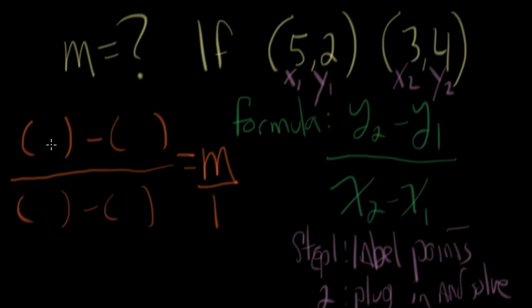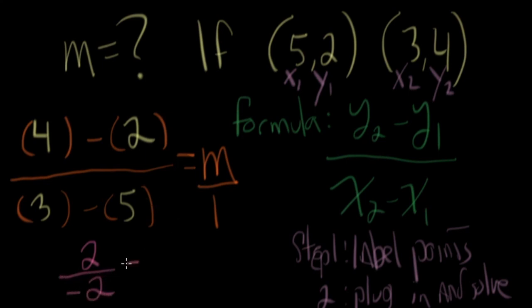So this is y2. What number is y2? 4. What number is y1? 2. And what number is x2? It's 3. And then we have 5. Wow. So the math is crazy in this one, right? 4 minus 2 is 2, and 3 minus 5 is negative 2.